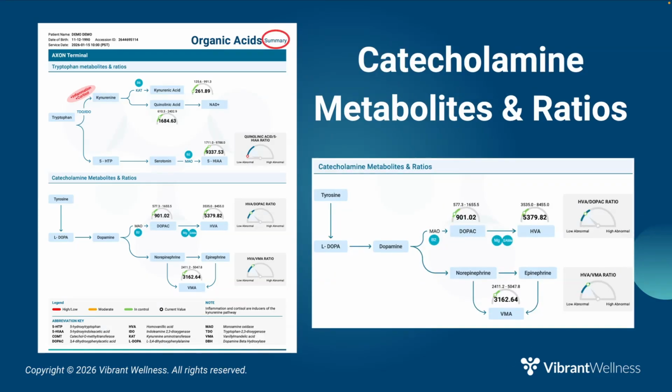The lower half shows the catecholamine metabolites and ratios flowchart, specifically how the amino acid tyrosine serves as a precursor to the catecholamine neurotransmitters dopamine, HVA, epinephrine, and norepinephrine. These catecholamine neurotransmitters play a crucial role in the body's stress response, i.e., fight or flight, regulating cardiovascular function, metabolism, GI motility, and mood. This matters because burnout, low drive, and brain fog often reflect altered dopamine turnover, not true deficiency.